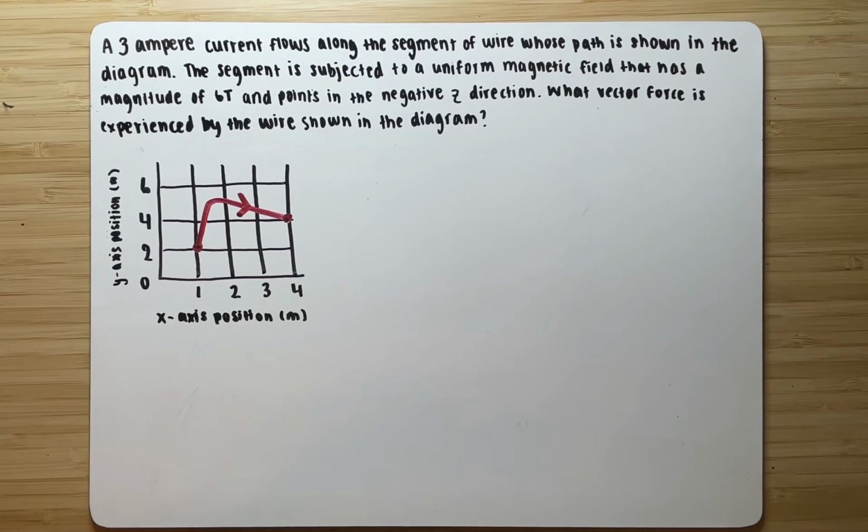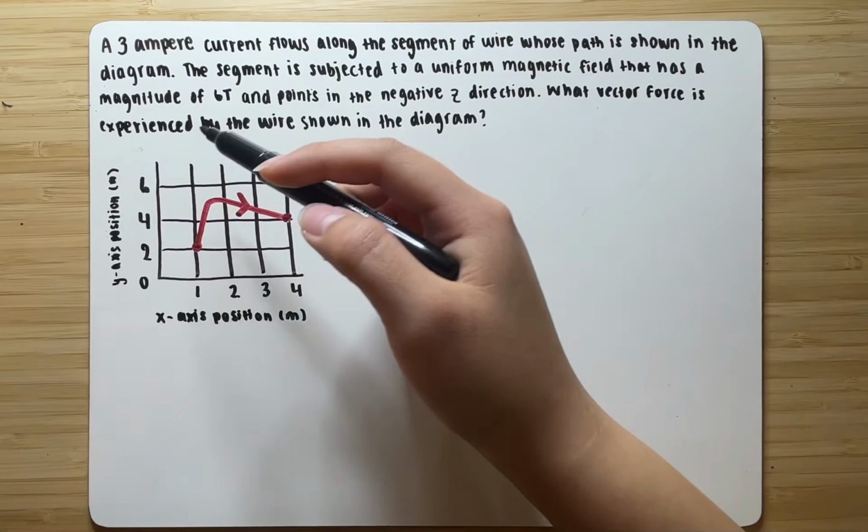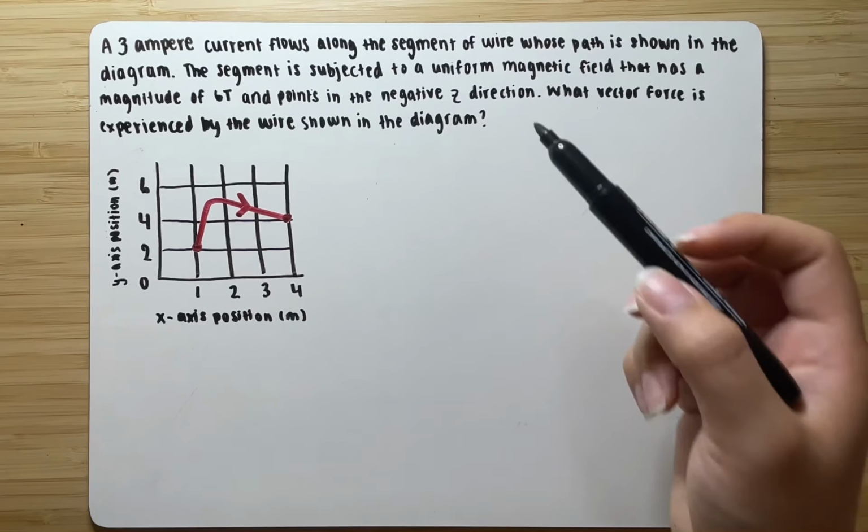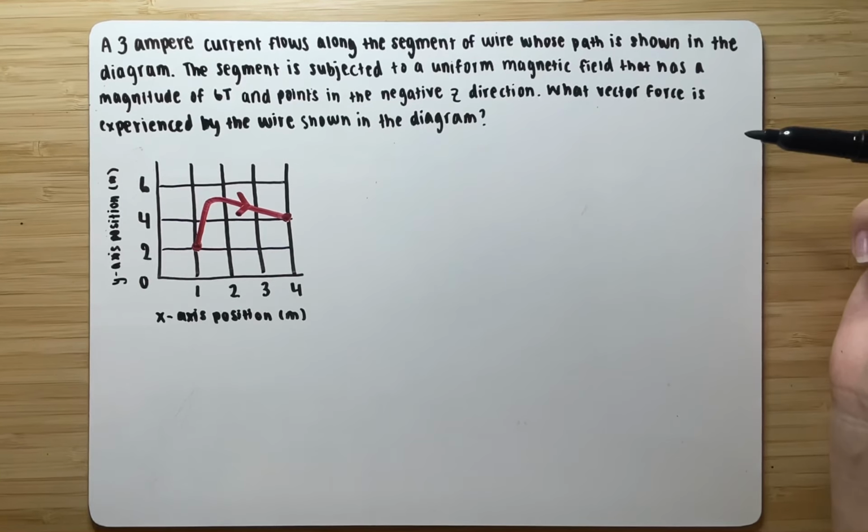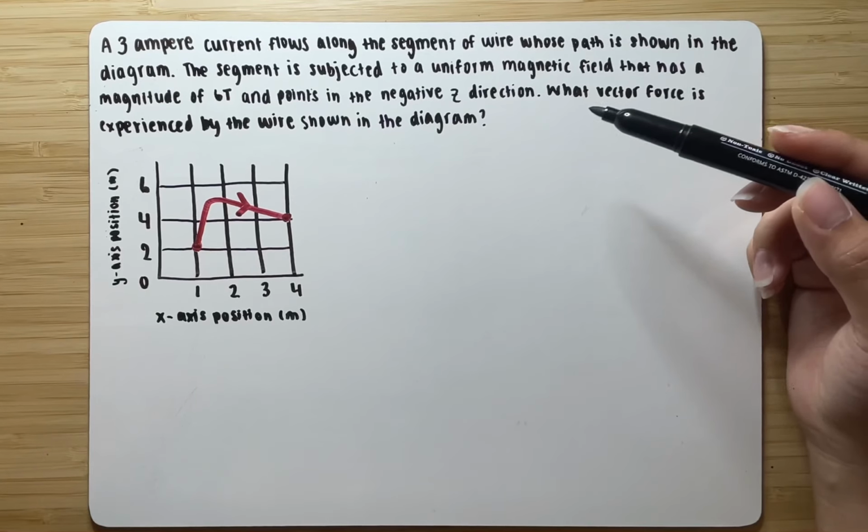A 3 ampere current flows along a segment of wire whose path is shown in the diagram. The segment is subjected to a uniform magnetic field that has a magnitude of 6 Tesla and points in the negative z direction. What vector force is experienced by the wire shown in the diagram?